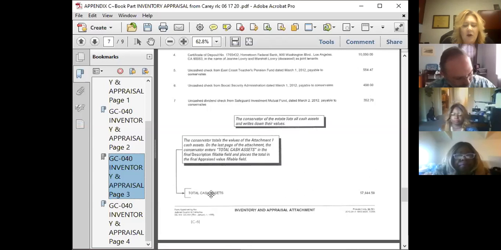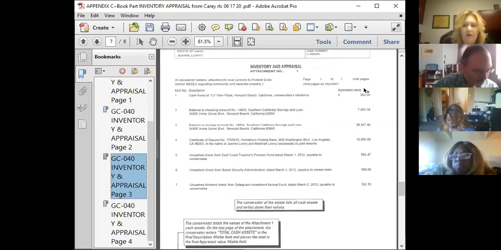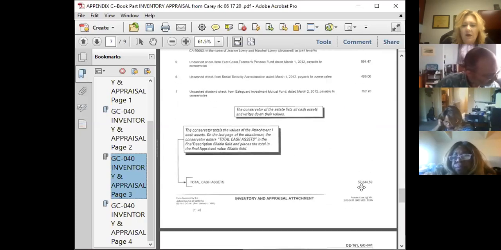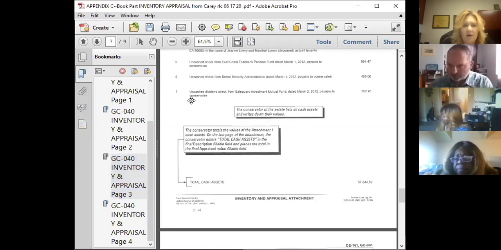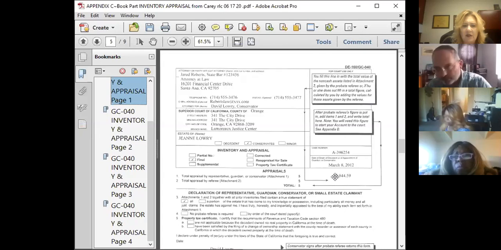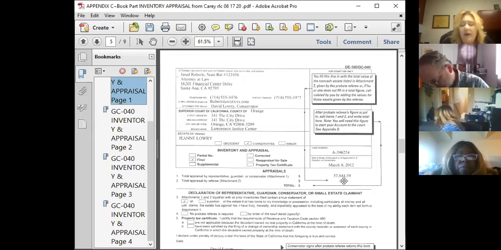Okay, at the very bottom of the form, you'll see where it says total cash assets. You will take all of your totals that you have along this side, and you will total them right here at the bottom. Now, this number is very important because this is the exact number at the bottom of this form that you will transfer to line one. And the probate examiners or the probate clerks will make sure that those two numbers match.